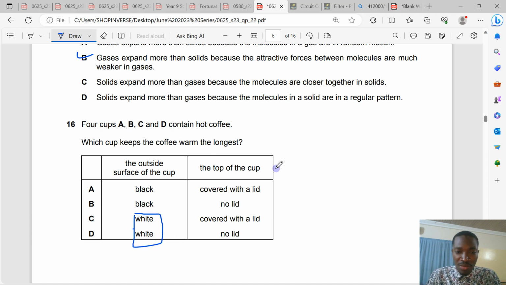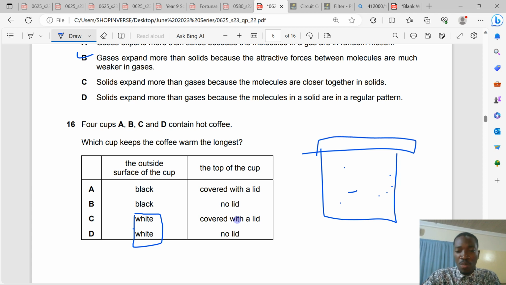What about covered with lid? When you cover it with a lid, it keeps it warmer because this is the coffee, this is the lid. The lid will stop evaporation, so there will be no escape of thermal energy through convection. So that makes option C the correct answer to this question. Let's go straight to question 17.